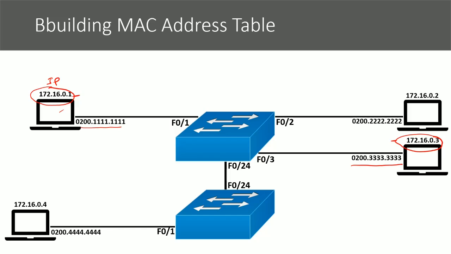Now, these devices have no idea about the MAC address of each other, but they know the IP addresses of each other. So for this device to communicate with this IP address, it needs to send the traffic to the MAC address of this device. But how to find the MAC address of this device? This is why we need the ARP protocol.